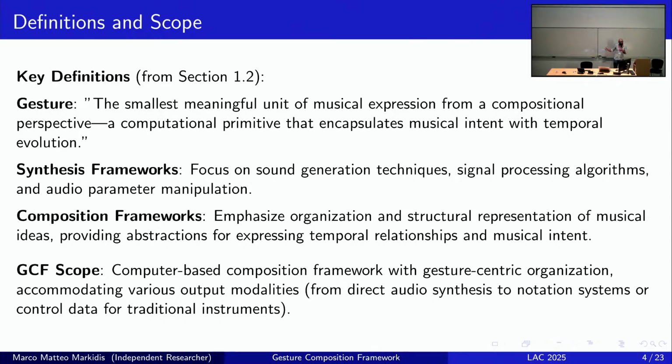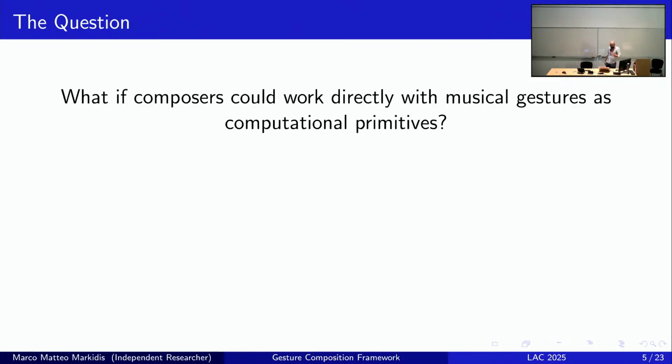So here, in brackets, because all the tests that I've done are related to direct audio synthesis. However, it was one of my design choices to think of a system such that I can also have some output that, for example, I can use for an instrument, or I can write, just to say, traditional music. So the opening question was indeed: what if composers could work directly with musical gesture as a computational primitive?